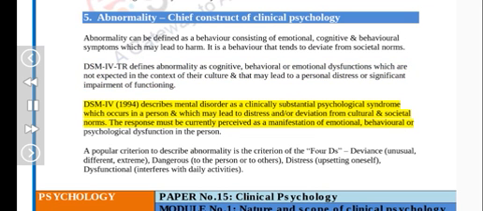DSM-IV, 1994, describes mental disorder as a clinically substantial psychological syndrome which occurs in a person and which may lead to distress and/or deviation from cultural and societal norms. The response must be currently perceived as a manifestation of emotional, behavioral, or psychological dysfunction in the person. A popular criterion to describe abnormality is the 4 Ds: deviance, unusual, different, extreme; dangerous to the person or to others; distress, upsetting oneself; dysfunctional, interferes with daily activities.